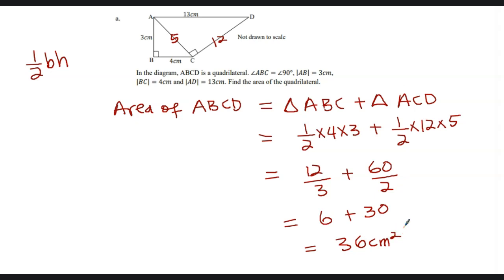Don't leave the unit behind. If you leave it behind, you're going to lose points. So this is the procedure. Just follow the trend, apply all the formulas, and then you will get it right.